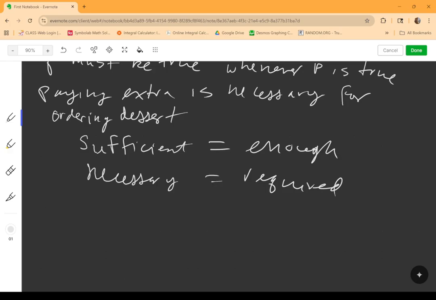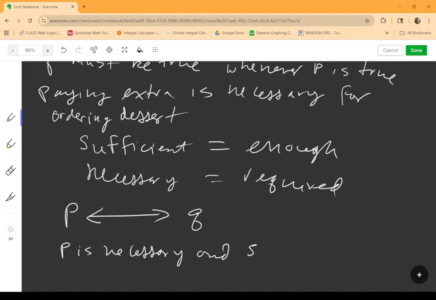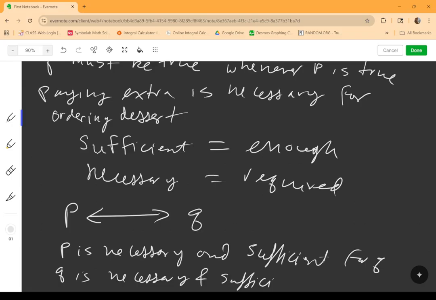Now, this is for our implications, P implies Q. If we're dealing with a biconditional, if this is true, then P is necessary and sufficient for Q, and vice versa. Q is necessary and sufficient for P.